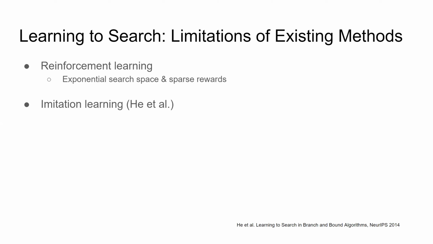The second, more practical line of research is imitation learning. The existing work by He et al. requires access to optimal solutions, which you can think of as a way to generate demonstrations. As I mentioned, integer programs in general are hard and take exponential time in the worst case to solve. So such demonstrations are computationally very expensive, especially for large problems.